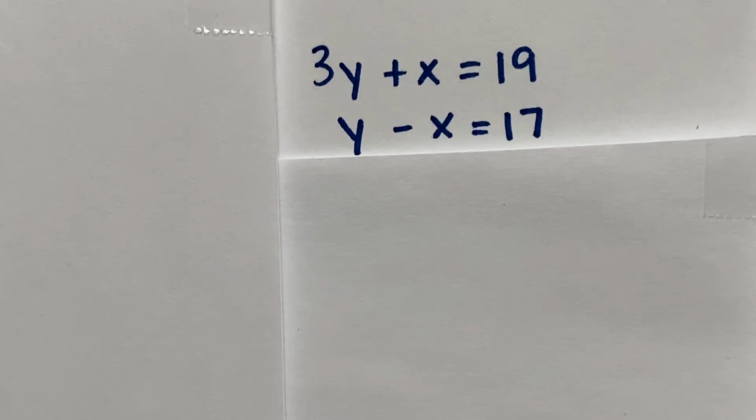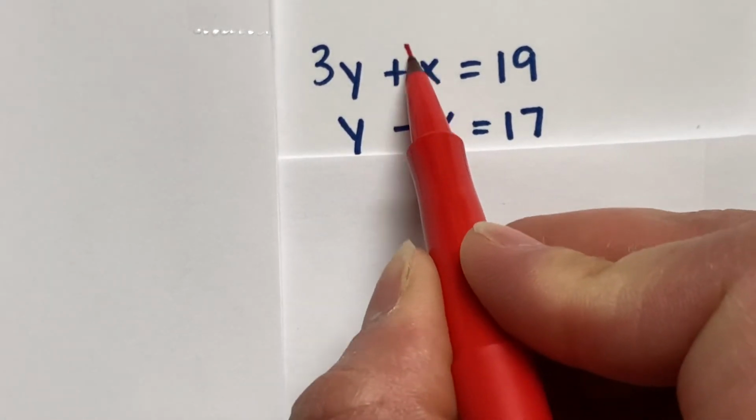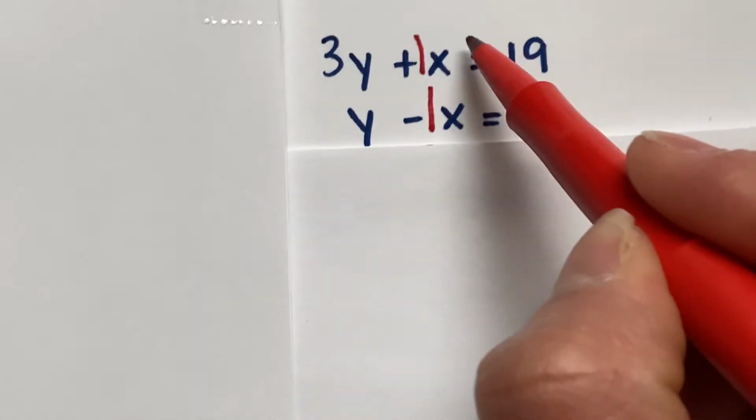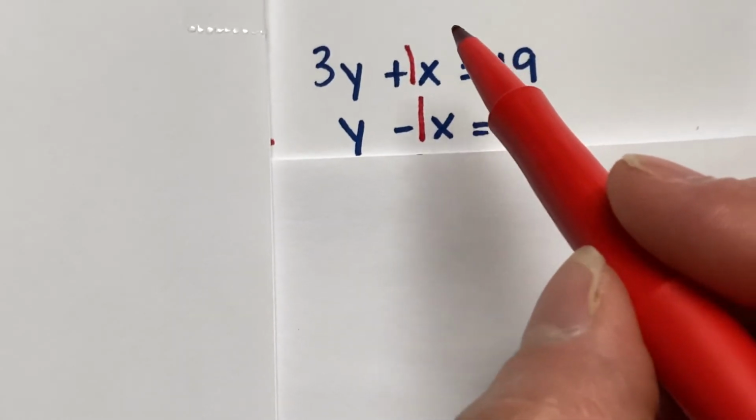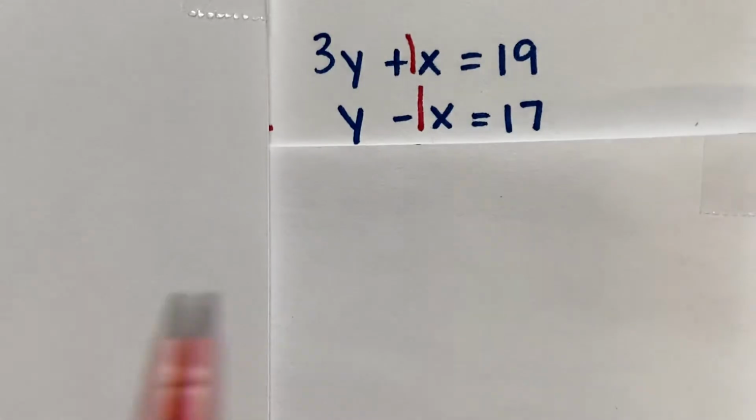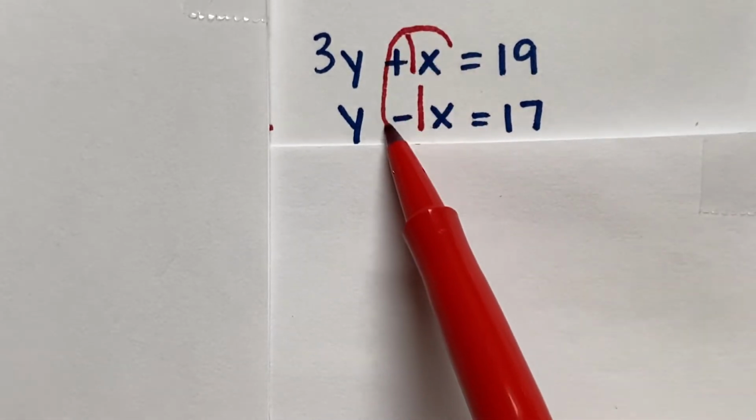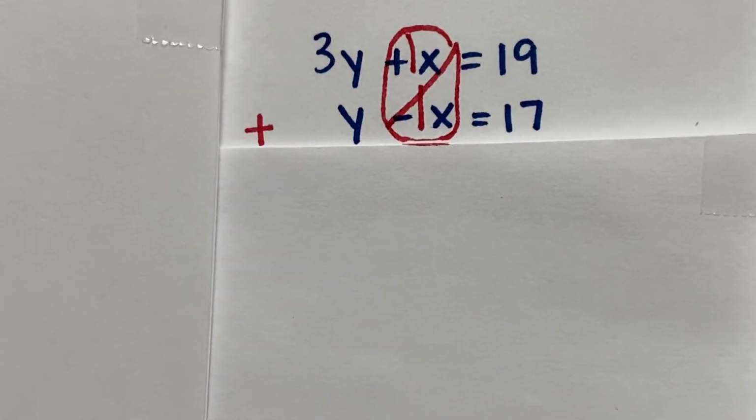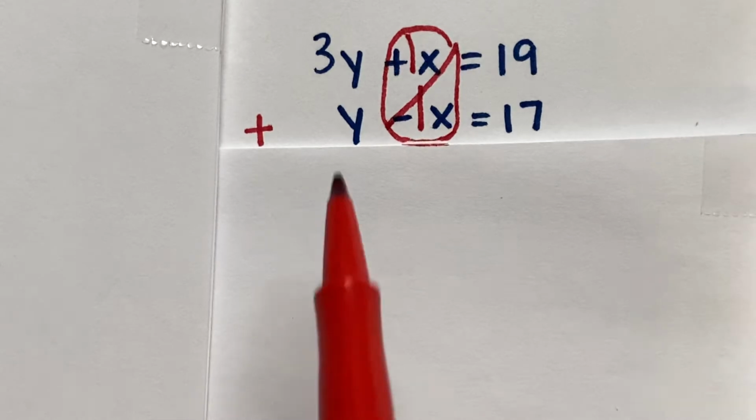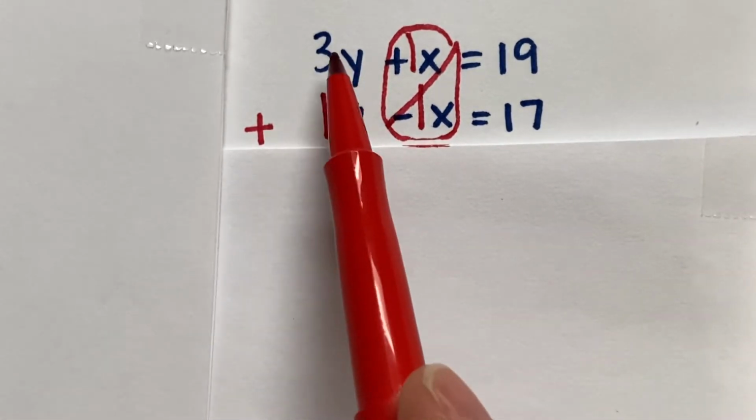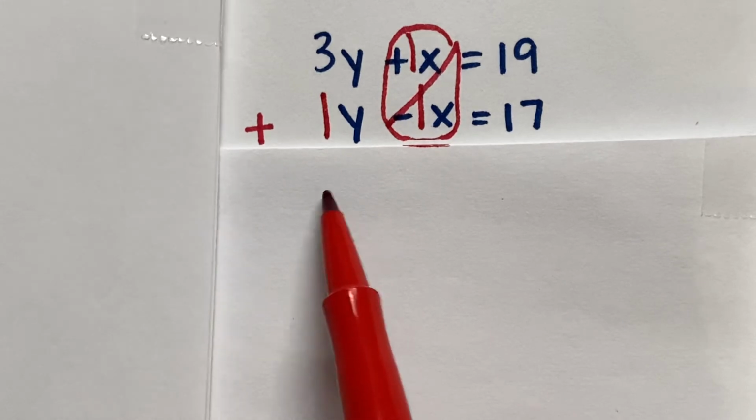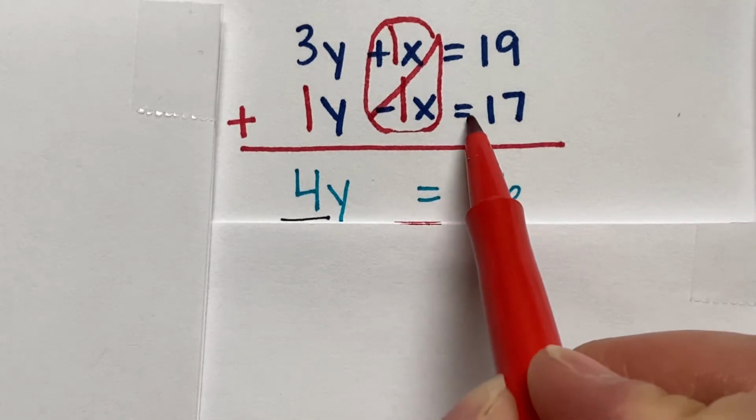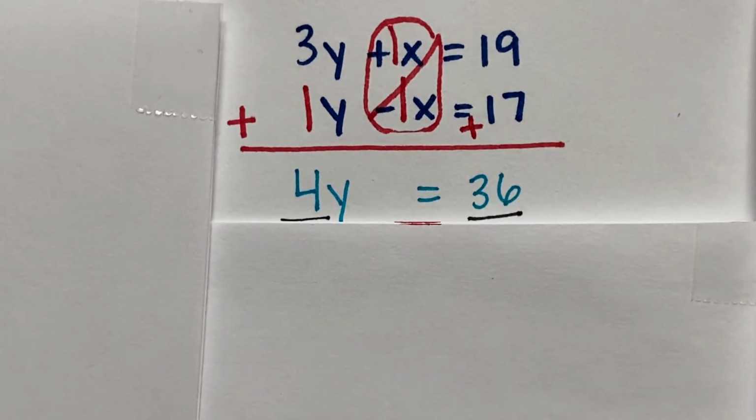And so when my x's cancel, all I have to do is combine the y's and combine the constants and then solve for y. So if I look at this, one's positive, one's negative, you want to recognize that the x's are going to cancel. So right here, your x's are going to go away. From here, all we have to do is add whatever is left over straight down. So if I have 3y plus 1y, I'm going to get 4y. If I have 19 plus 17, I'm going to get 36.